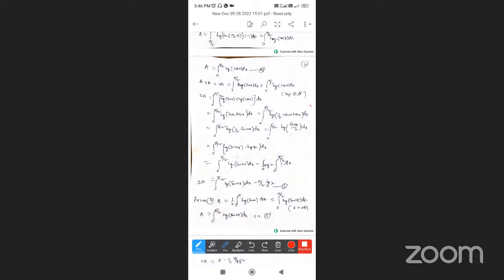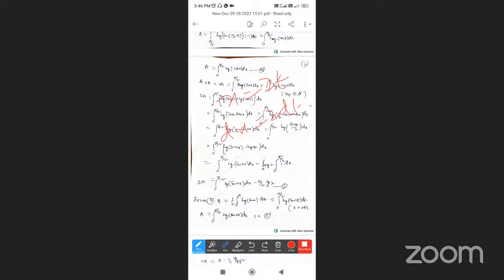And therefore, x is equal to 2t substitution. Now dx is equal to 2 dt. So we have the value by substitution. The 2 cancels, and we get the integral from 0 to pi by 2 of log of sin 2t dt.